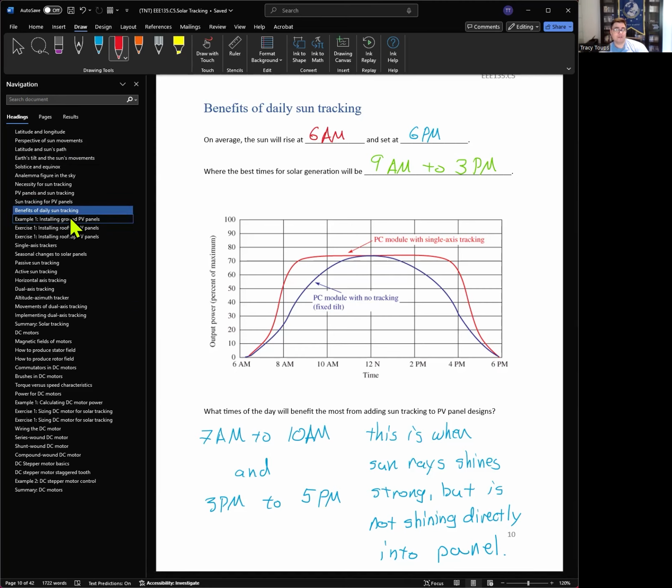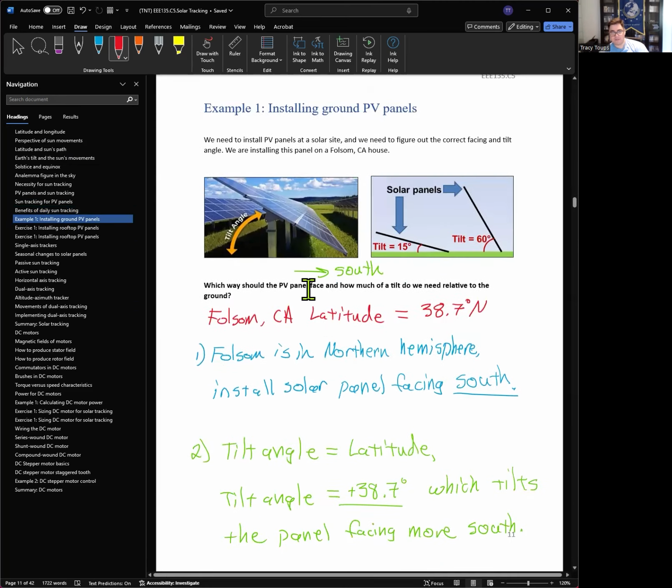Now, this is where I want to have an example of how we use all this information to install a solar panel on our house. So remember, what does latitude tell us? Latitude tells us the sun's path, how much it is off-centered from our zenith, looking straight up. So let's say we need to install a PV panel at our solar site. We need to figure out the correct facing and tilt angle. We are installing this panel on a Folsom, California house.